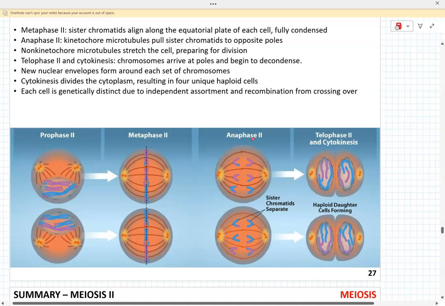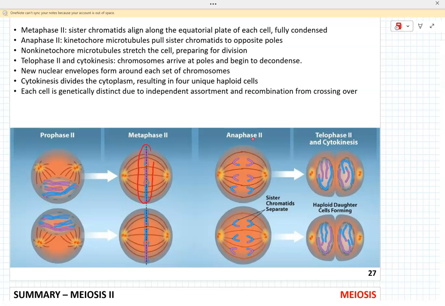So in metaphase 2, you can see that sister chromatids align along the equatorial plate, fully condensed. Each sister chromatid is attached to kinetochore microtubules at the centromere, the kinetochore. And just like in mitosis, during anaphase 2, kinetochore microtubules pull chromatids to the opposite poles of the cell, while non-kinetochore microtubules extend and stretch the cell, preparing it for cytokinesis.